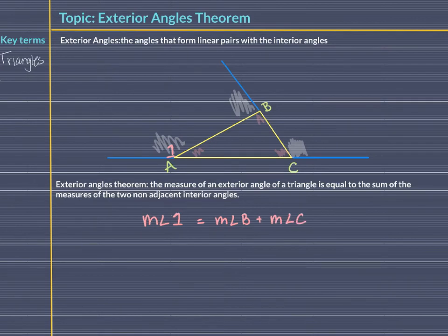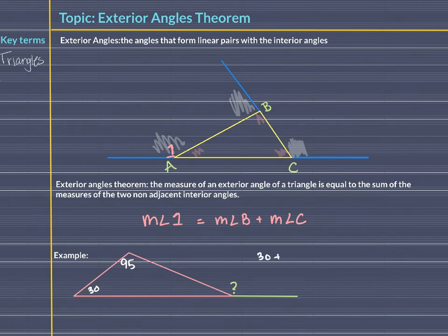Let's look at an example. If I wanted to find this measure, the missing measure of this exterior angle, I would look to the two angles that are across from it, the non-neighboring angles, the non-adjacent angles, which are 30 and 95. I would sum those together to get 125, and I now know that this angle is 125 degrees.